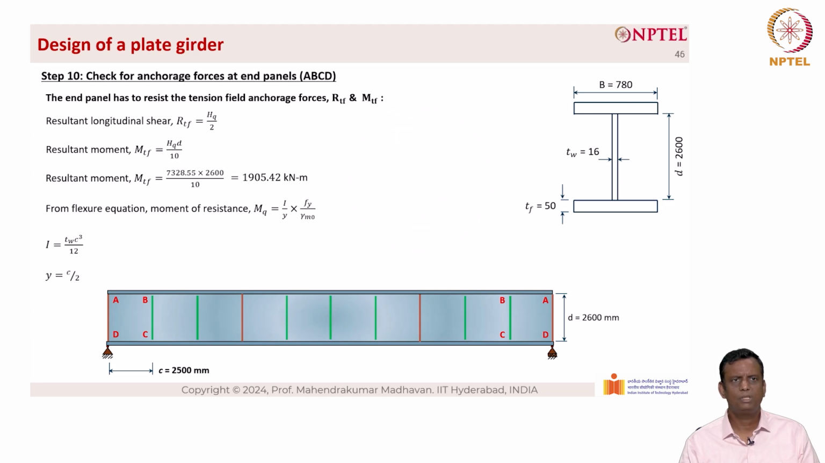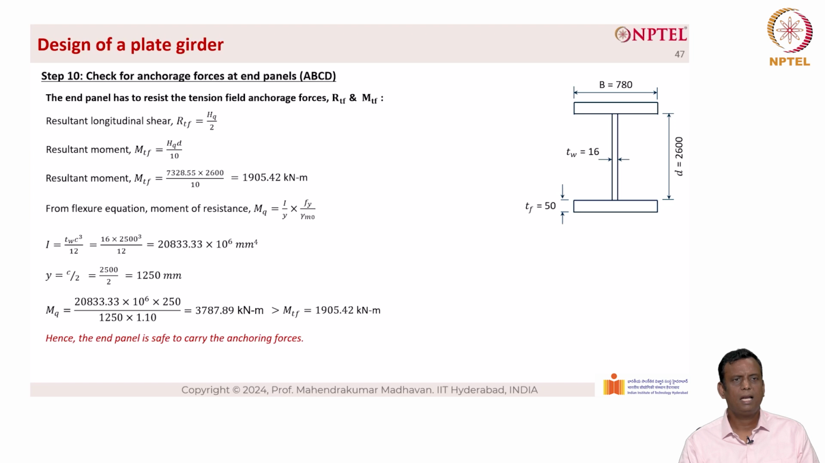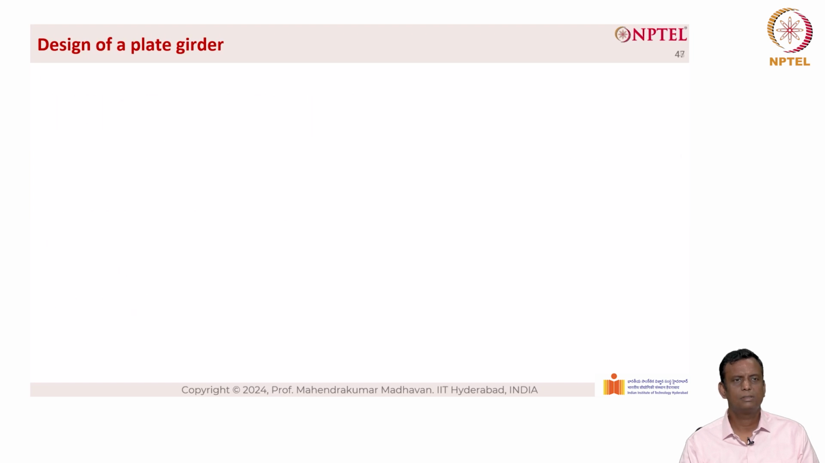So when we run the numbers, we have 16 into 2500 the whole cube by 12, that is 20833.33 into 10 power 6 millimeter to the power 4, which is the moment of inertia, and Y equal to 1250, and hence we have MQ given as 3787.89 kilonewton meter. Now which is greater than 1905.42 kilonewton meter, which is the resultant moment HQD divided by 10. So the resistance offered is greater than the applied moment. Hence the end panel is safe to carry the anchoring forces.